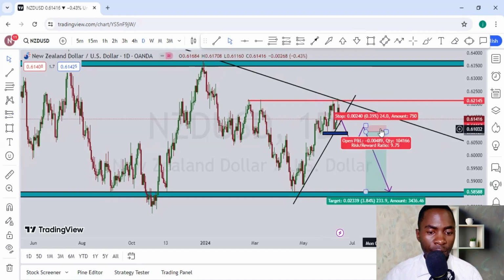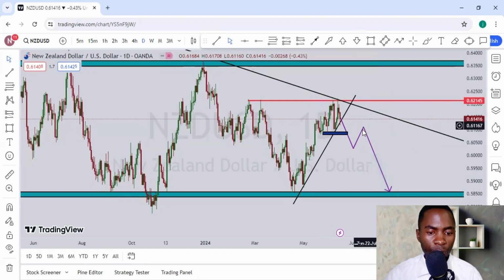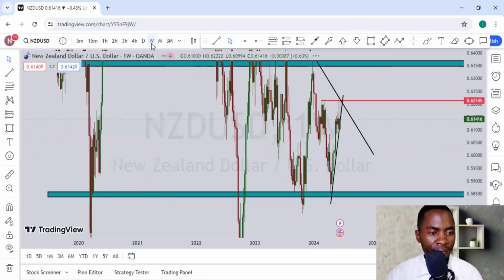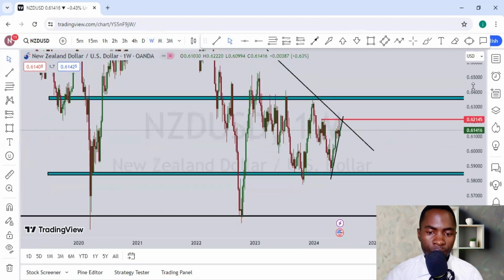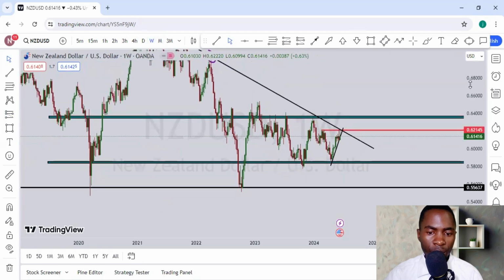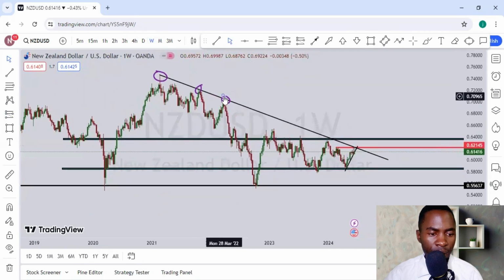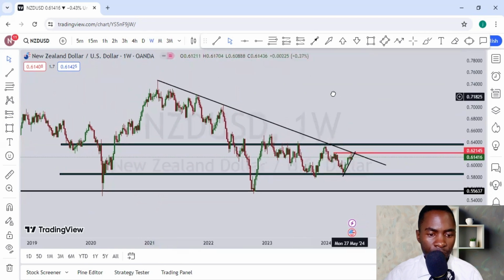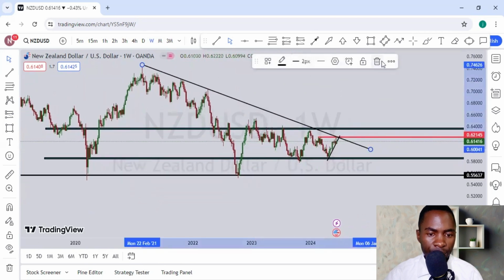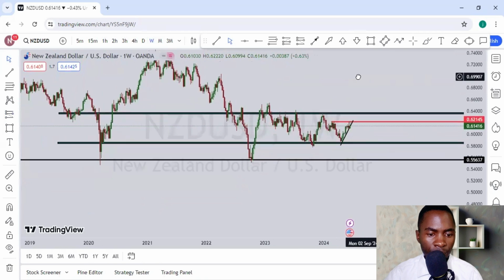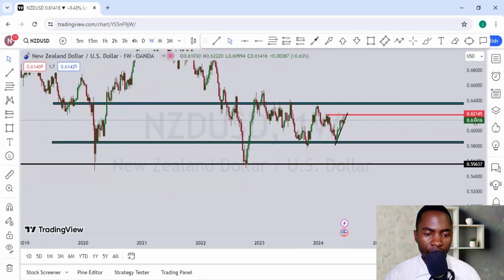Now, let's go to the second confluence. I see I'm taking a lot of time and I don't want to take a lot of time on doing analysis. Let's now go to the second confluence. Now, the second confluence, you see now the market is like reversing.